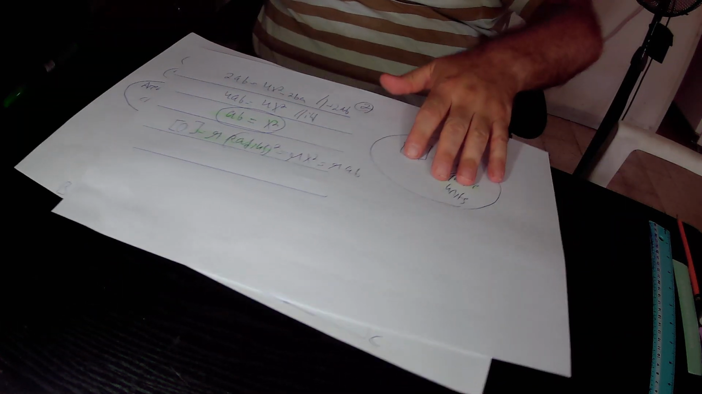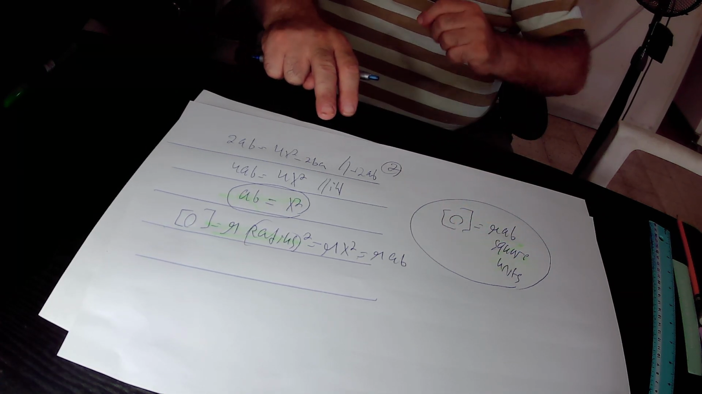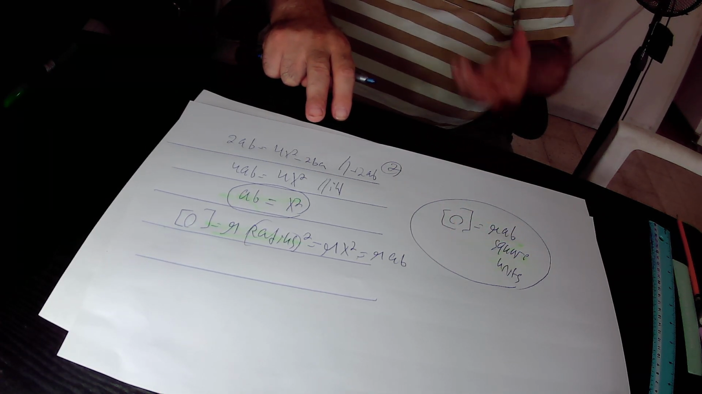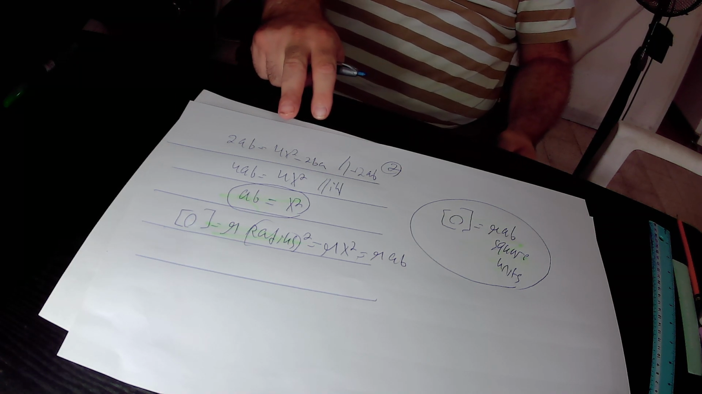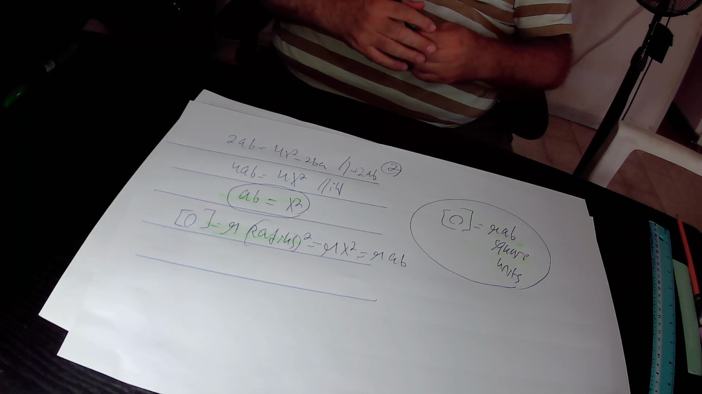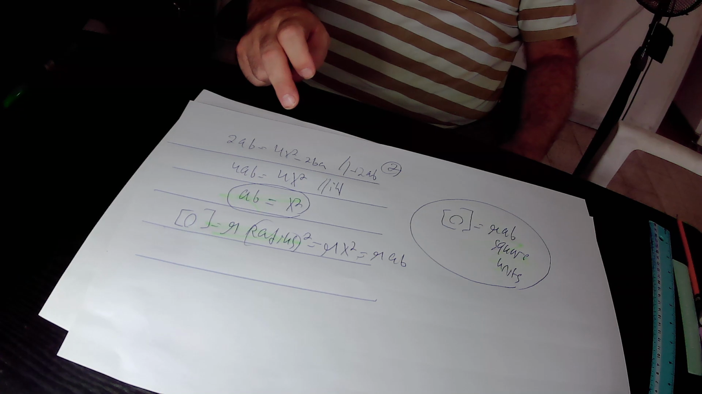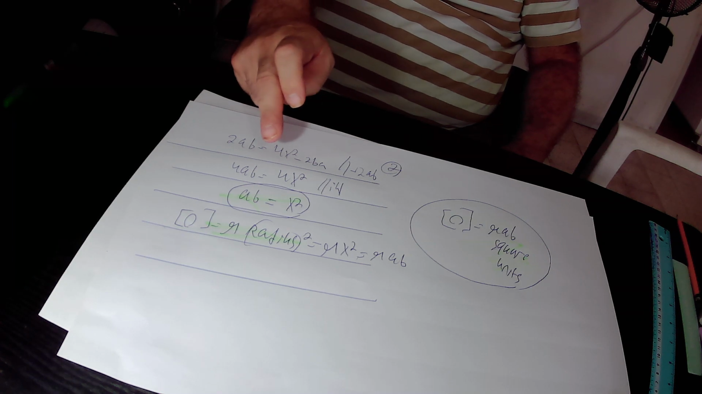So in total we found out that 2AB equals 4x squared minus 2AB. Here we added 2AB to this equation, and finally found out that 2AB plus 2AB is 4AB, so 4AB equals 4x squared. Here we divided this equation by 4 and finally found out that 4AB over 4 is AB, and 4x squared over 4 is x squared. So in total we found out that x squared equals AB.